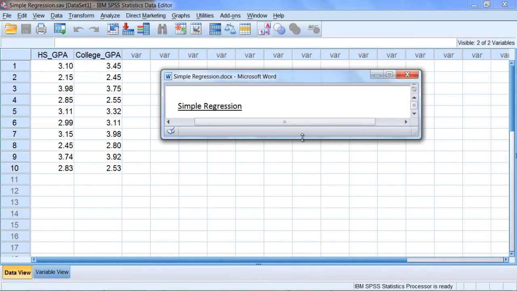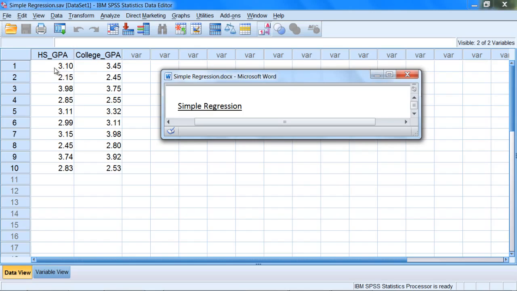In this video, we'll take a look at how to run a simple regression in SPSS. And notice here in this example, we have two variables, high school GPA and college GPA. And we have the GPAs reported for 10 different people.